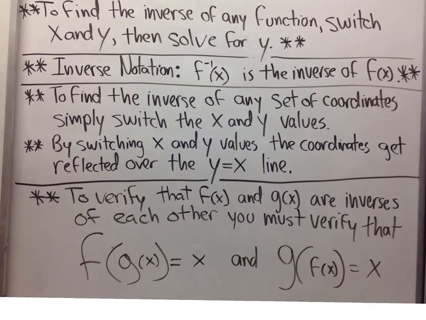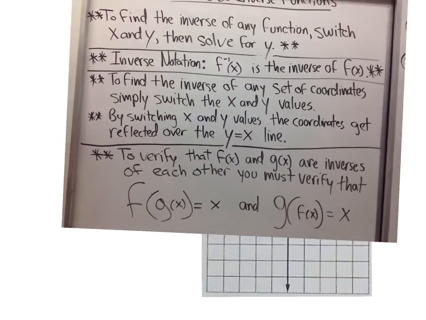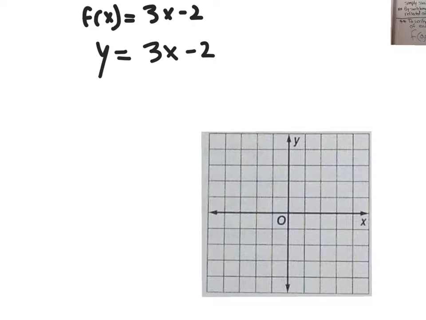So let's start with the first fact. Let's say you have a function f of x equals 3x minus 2. And let's say, even before finding the inverse, let's just graph it. So the first thing to do would be, remember, f of x is the same thing as y. So let's graph y equals 3x minus 2 using our algebra 1 skills.